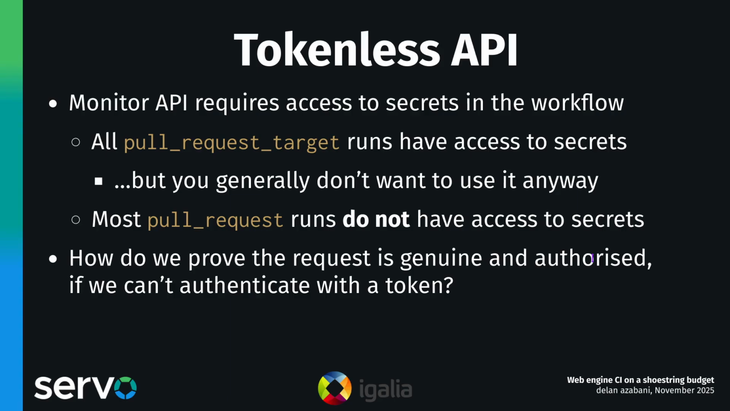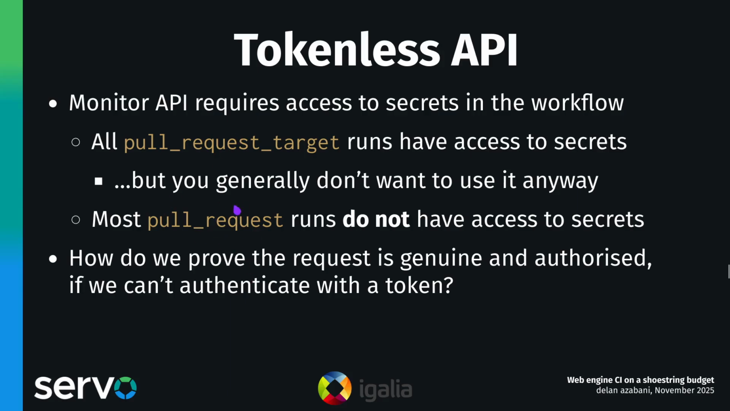The trouble with this is that there are many kinds of workflow runs that don't have access to the secrets defined in the repo. A big one is pull request runs. Most of the time, pull request runs don't have access to secrets defined in the repo. And there is another kind of run called a pull request target run, and those do have access to secrets, but they also have some pretty gnarly security implications that mean that in general, you want to avoid using these for pull requests anyway.